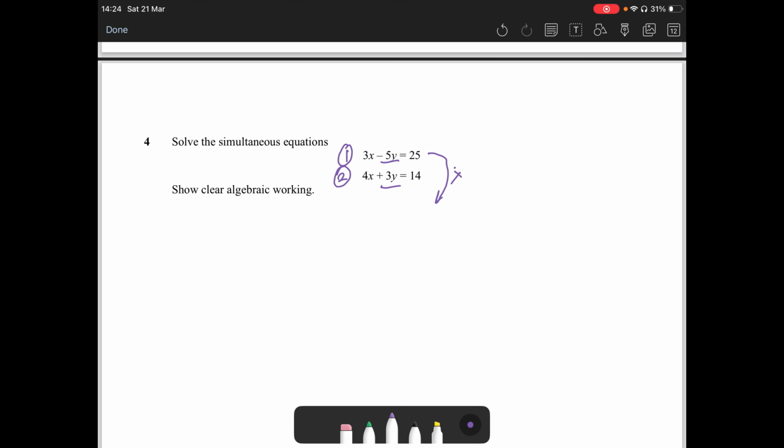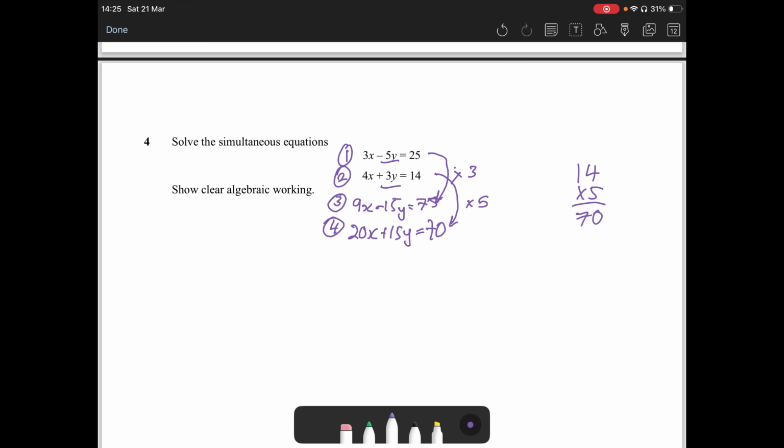To get my new equation 3, I'm going to multiply the first one by 3, because that way I will get 15y. So it becomes 9x, because that's 3x times 3, minus 15y times 3. And 3 lots of 25 is 75. Cool. Okay, now to get my other equation, I will multiply the second equation by 5, giving me my fourth equation. 4 5s are 20x. 5 lots of 3 is 15y. And 5 lots of 14 is 70.